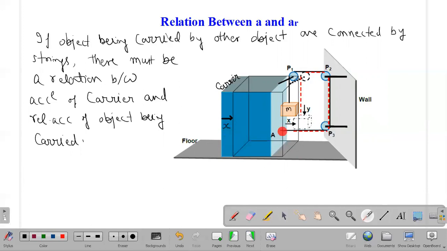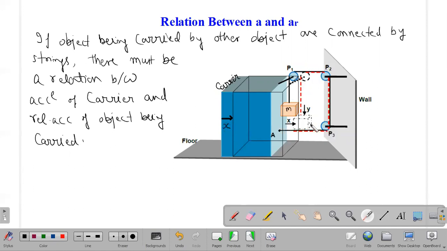Similarly, this point A will move forward. This point A is attached to the bigger block. So if the bigger block is moving forward, this point A will come closer to this pulley P3, and the horizontal portion between point A and pulley P3 will also reduce by the same distance of small x. So this upper horizontal string will reduce, and this lower horizontal string will reduce.